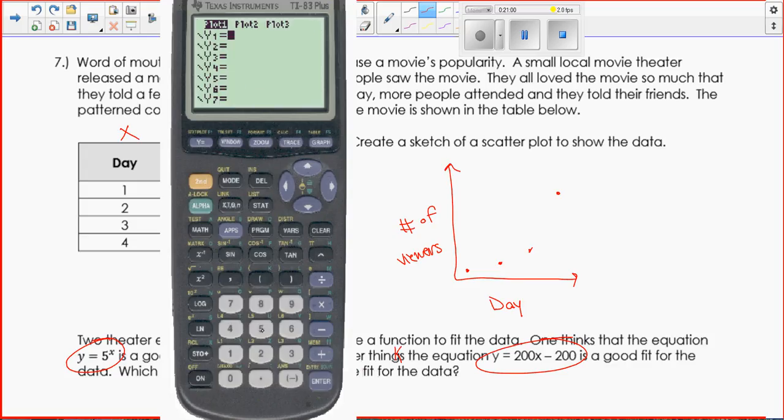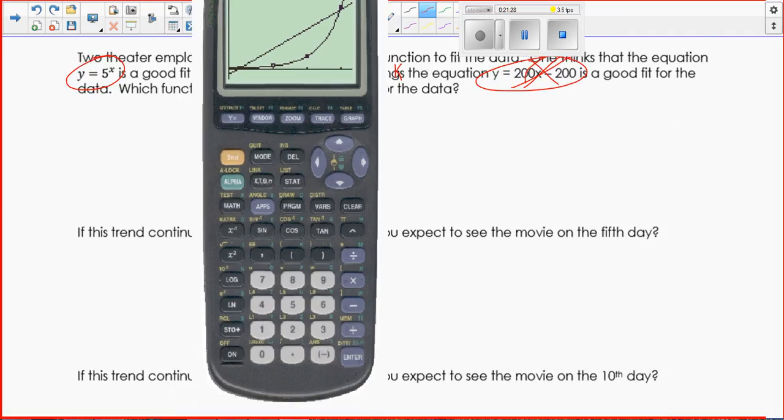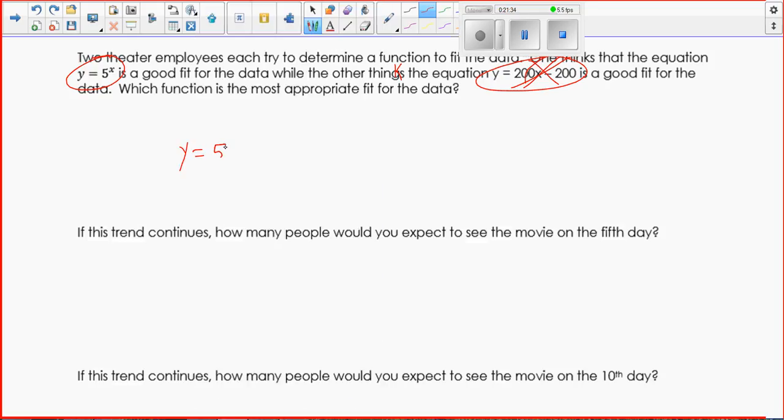Alright, so we're going to enter in 5 to the x. And then in the other one, we're going to do 200x minus 200. We're going to hit graph. So you can see that exponential function does follow my data really well, whereas that one definitely doesn't. It cuts through the data, but it doesn't follow the data. So definitely not a good linear function, so I'm going to cross that off. Okay, go ahead and look down. So which function is the most appropriate fit for the data? We're going to say y equals 5 to the x, and we're going to say it follows the data better.